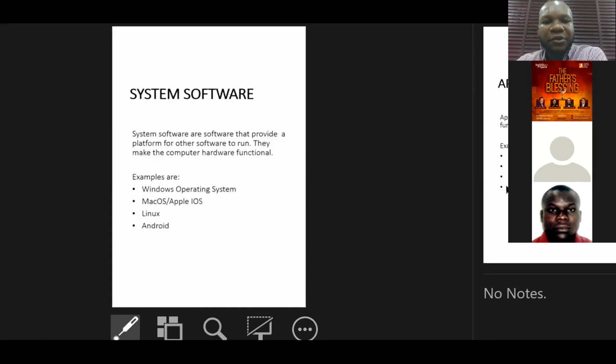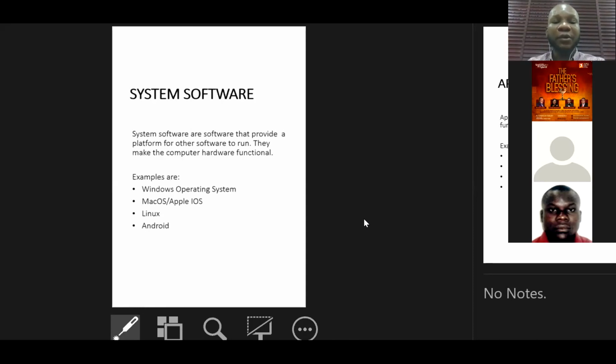Now let's look at what a system software is. A system software is software that provides a platform for other software to run. Okay, that's the first thing they do. They provide a platform for other software to run. Now, when I say other software, I mean the application software, because there are two categories. We have the system software and we have the application software.